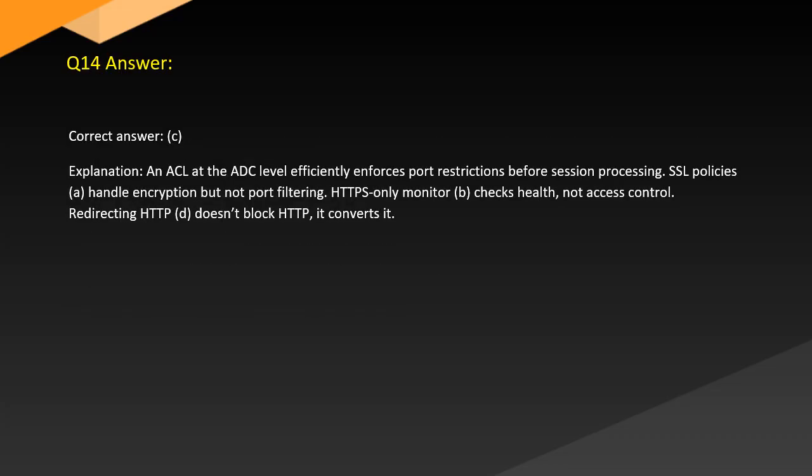Answer. Correct answer: C. Explanation: An ACL at the level efficiently enforces port restrictions before session processing. SSL policies (A) handle encryption but not port filtering. Monitor (B) checks health, not access control. Redirect to HTTPS (D) doesn't block HTTP.